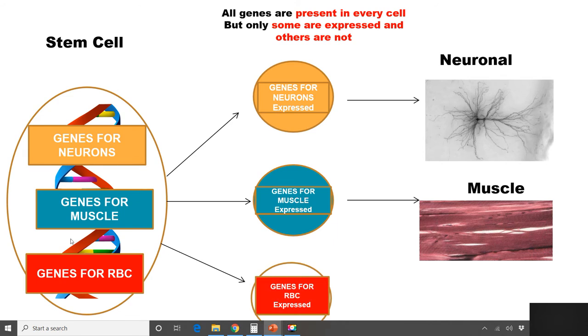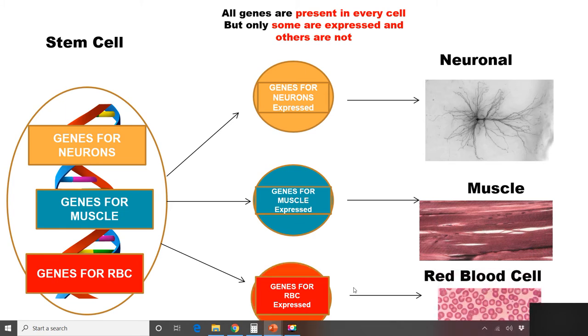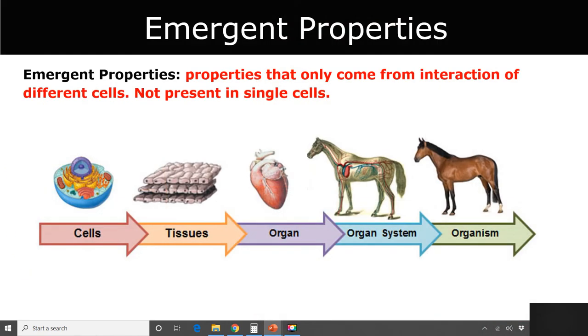It still has the entire genome. These genes didn't go away, but only the genes for the red blood cells are expressed, which gives you your red blood cells. So there is this idea of emergent properties. And all an emergent property is, it's a property that only comes from an interaction of the different cells, that it's not present in the single cells. So on your notes, I want you to write that like cells get together to form tissues, which form organs, which form organ systems, which form an organism.